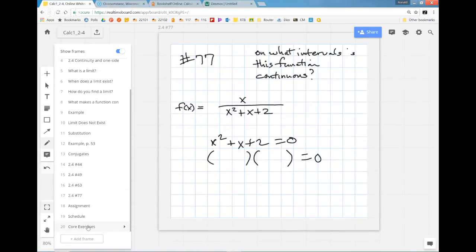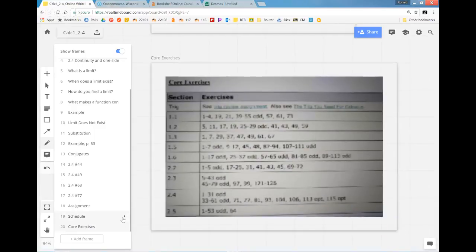So we're on 2.4 here. Those OPT right here means you don't have to do those, but it'd be kind of cool if you could do them.